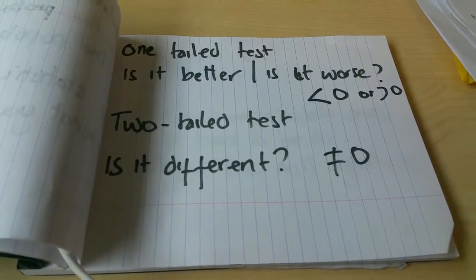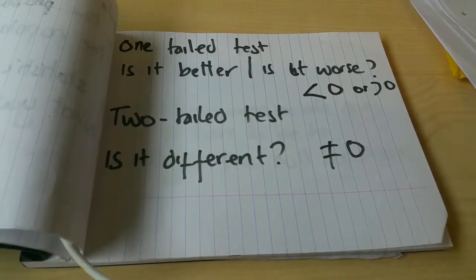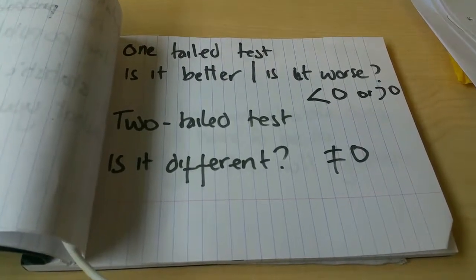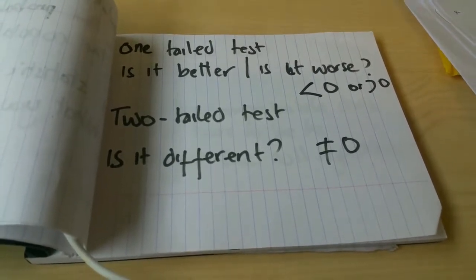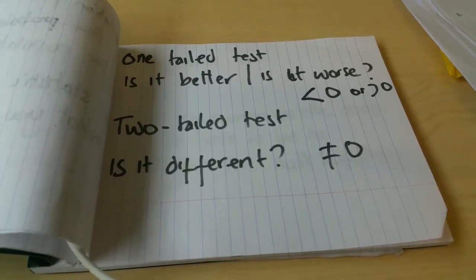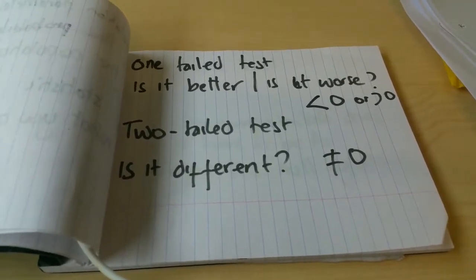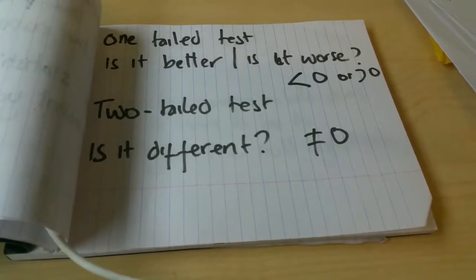If you want a quick clue on this, if you see inequalities, and it doesn't have to be zero, just inequalities, you're dealing with a one-tailed test. So that's basically for H1. If you're seeing inequalities, you're looking at a one-tailed test. And if you're seeing a not equal sign, you're looking at a two-tailed test. That reminds me, I haven't talked about H0 and H1, so I'm going to go back and do that.